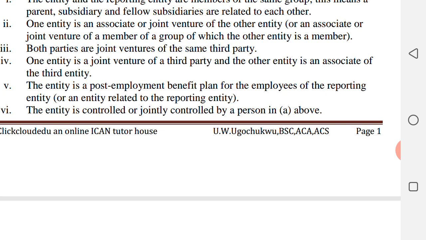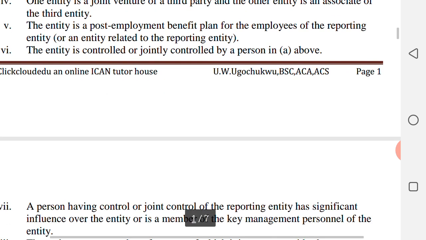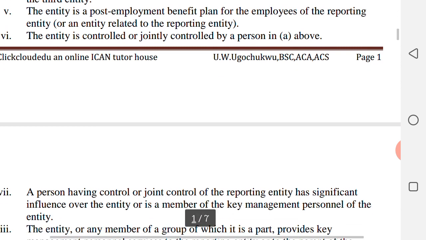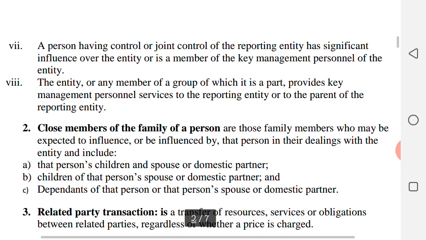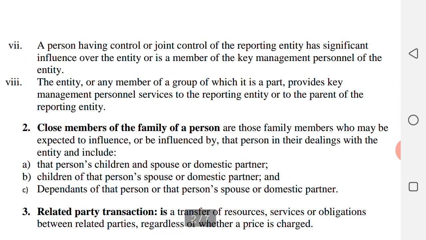Five, the entity is a post employment benefit plan for the employees of the reporting entity. Six, the entity is controlled or jointly controlled by a person. So let me say it's just one owner that has the joint venture and the entity. So that entity is also a related party.